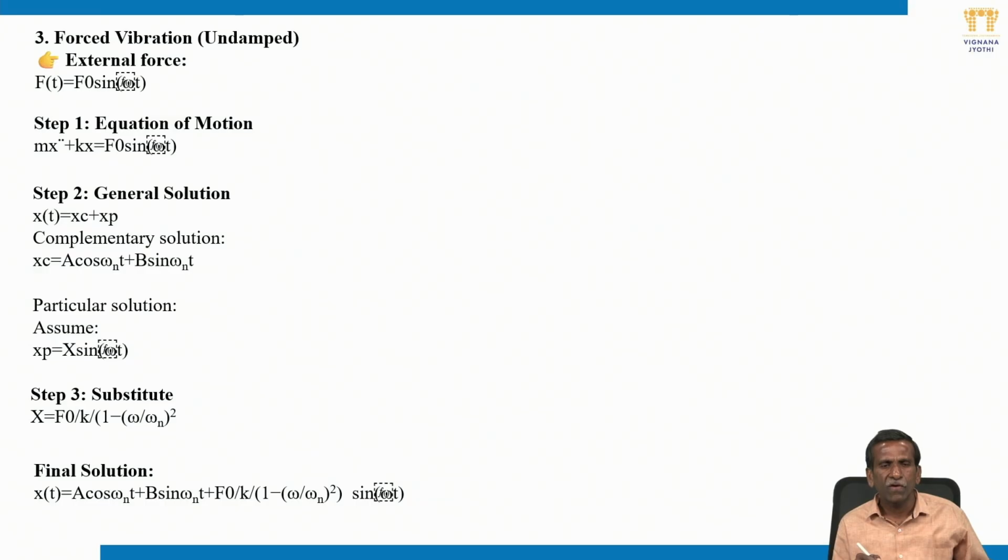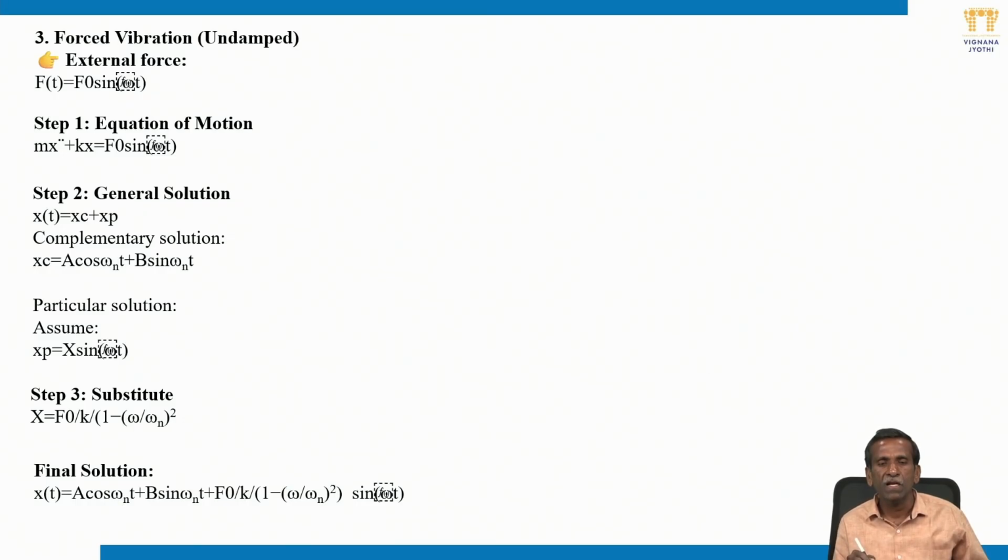So the final solution is the complementary function, the linear part of the equation solution, a cos omega n t plus b sin omega n t, plus the right side part, the particular integral, which is f naught by k into 1 minus omega by omega n, that is r, whole square, as I mentioned.